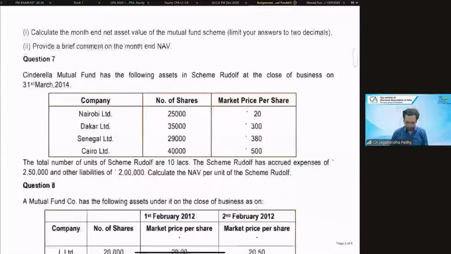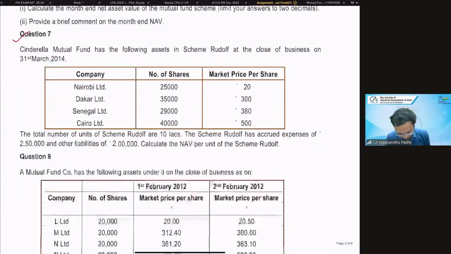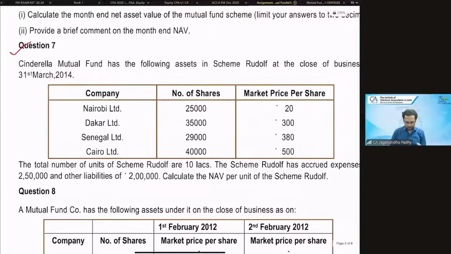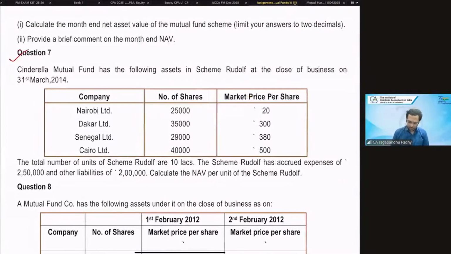Now, question number 7, guys. You should be able to get this easily. You have to compute the NAV. We have done a similar type of question in our concept discussion. So just give it a try. Question 7, easy, guys.